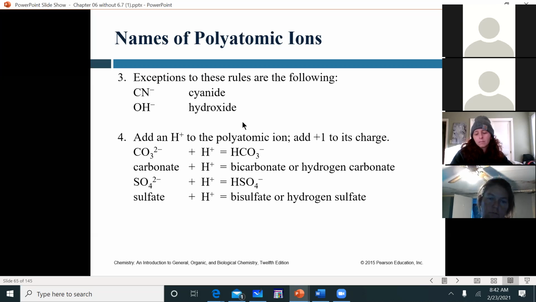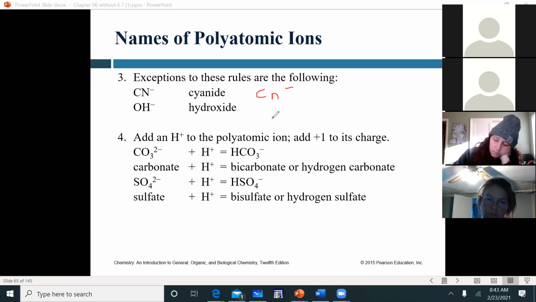Some exceptions to the ate and ite idea. Cyanide ends in IDE, which you just have to know or reference. Cyanide is a capital C and a capital N. It's carbon and nitrogen. I see students do this a lot, CN-. It's not an element that we have with the name or symbol CN. It's carbon with a capital N for nitrogen. Hydroxide is OH minus. Very common, we see that a lot.